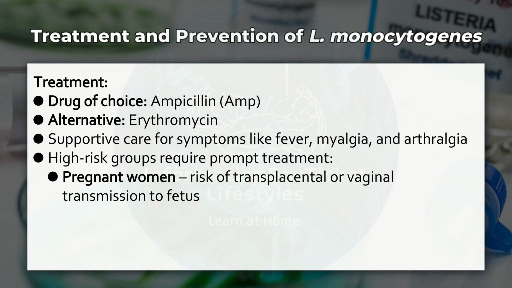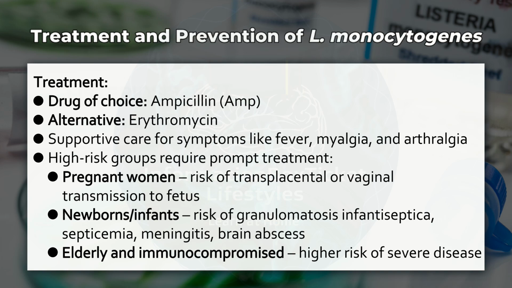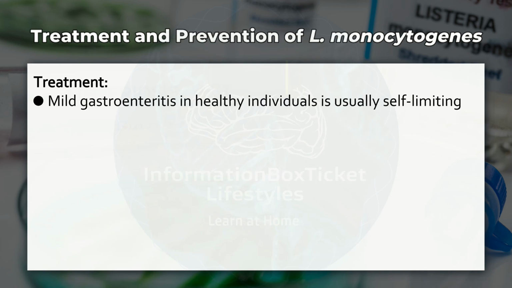Pregnant women: risk of transplacental or vaginal transmission to the fetus. Newborns and infants: risk of granulomatosis infantiseptica, septicemia, meningitis, brain abscess. Elderly and immunocompromised: higher risk of severe disease. Mild gastroenteritis in healthy individuals is usually self-limiting.